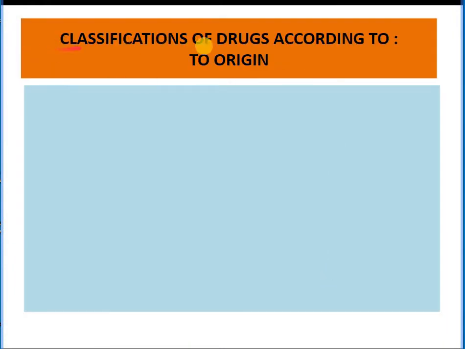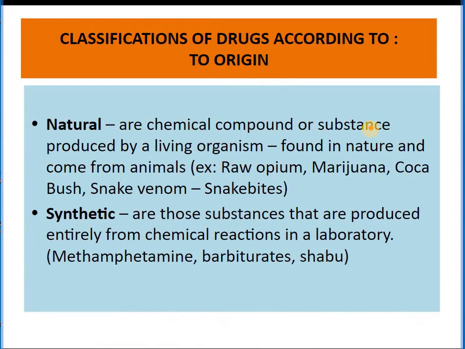Next, classification of drugs according to origin. Ano to? Pinag-aralan na natin to sa ating course unit 2. Natural and synthetic. Diba? Kapag natural, ito yung walang halong chemical, ito yung mga herbs. Kinuha nyo sa bakuran nyo, kinuha nyo sa mga halaman. Therefore, that is natural. Paano siya nagiging synthetic?